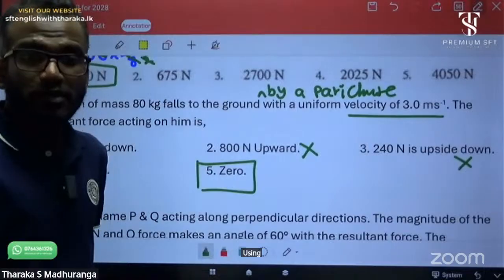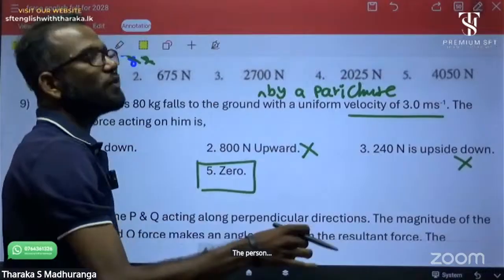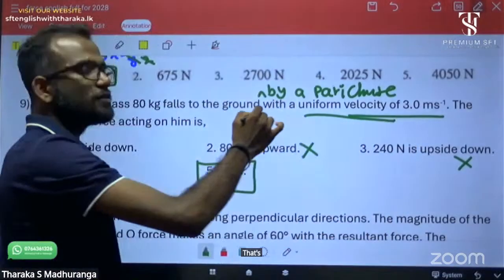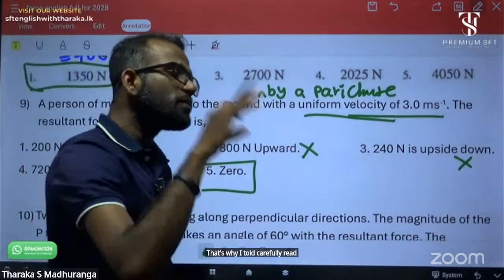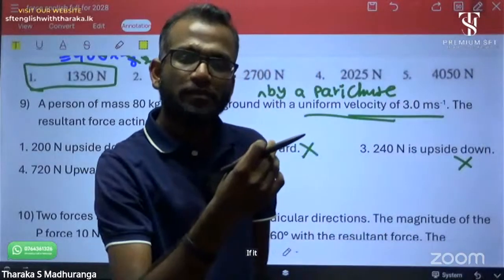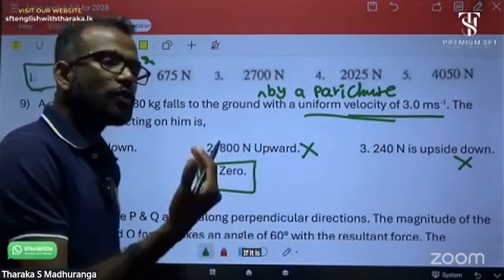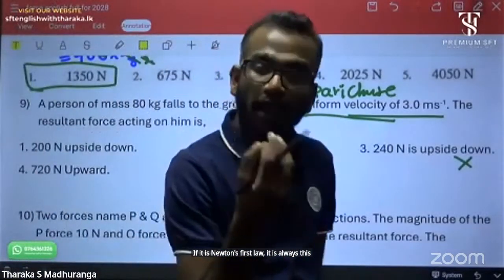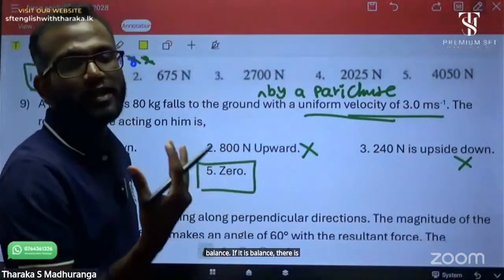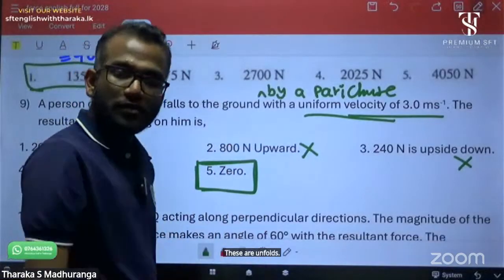Using a parachute, the person falls with uniform velocity. That's why I told you to carefully read the question. If it is uniform velocity, Newton's second law or first law? Newton's first law. If it is Newton's first law, this person is always balanced. If it is balanced, there is no resultant force. Are you good?